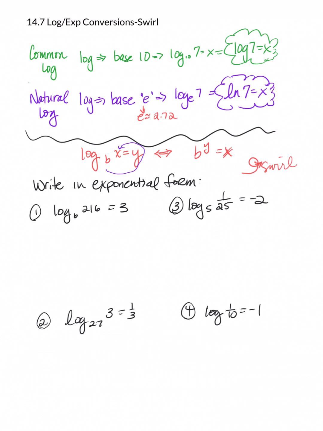So let's try this. To go from logarithm to exponential, we're going to swirl it. So again, here we go. 6 to the third is 216. So my answer will look like this: 6 to the third is 216. There's really no calculation here.